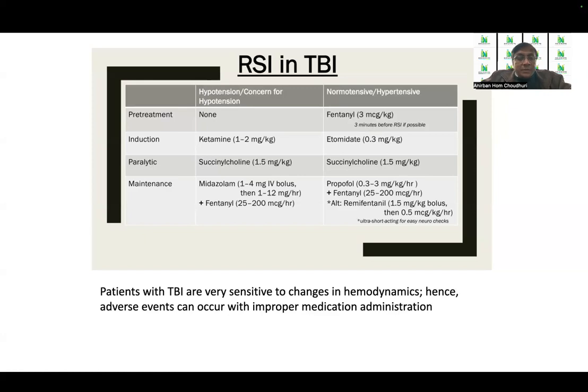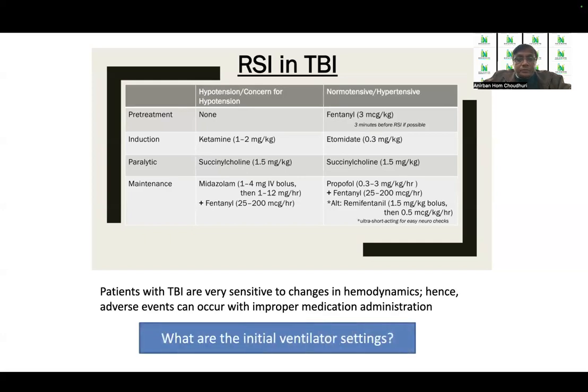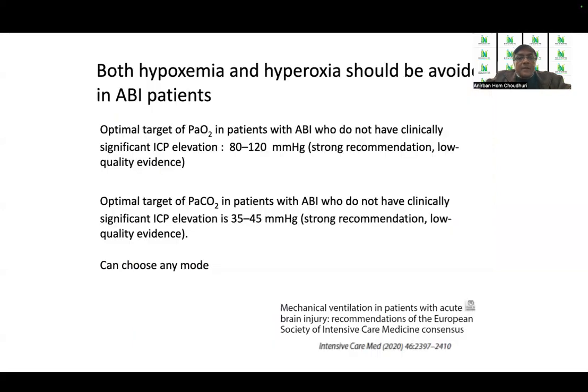One thing which we have to remember is that patients with traumatic brain injury are extremely sensitive to changes in the hemodynamics, and changes in the hemodynamics can have a variable effect on the cerebral perfusion and the intracranial pressure. And therefore, it is important to look into the drug and its likely effect before using them for the purpose of rapid sequence induction. The next question that comes is, after intubation, what should be the initial ventilator settings?